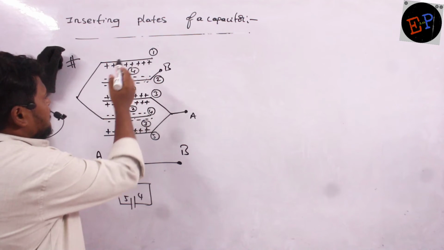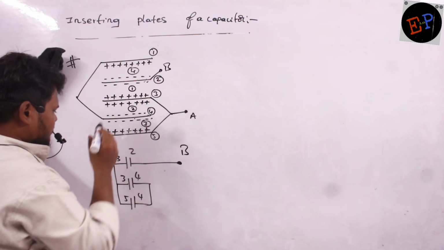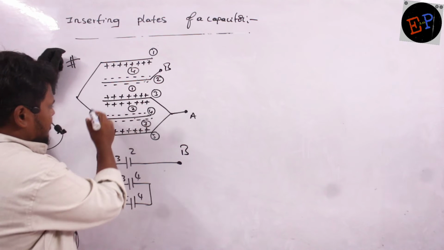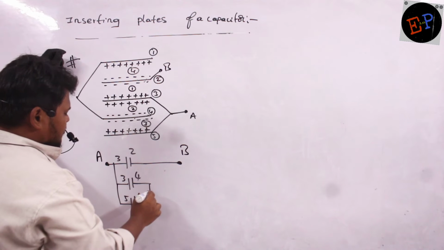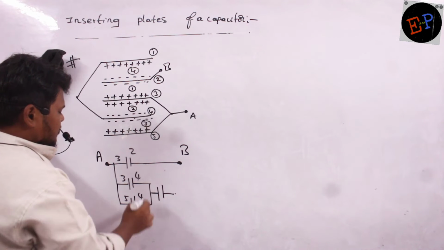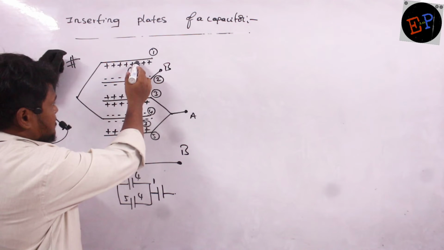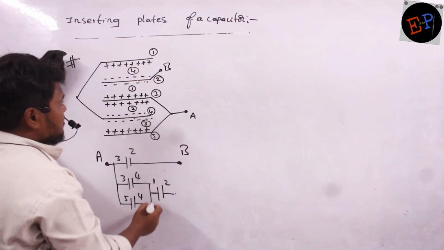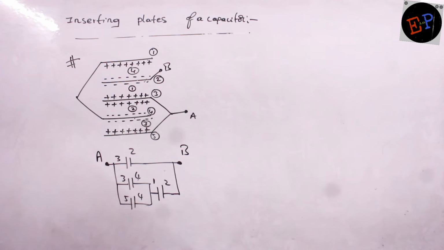Next one, fourth one, this negative plate is connected to positive plate of first plate. And first plate and fourth plate, they are common. So first plate and fourth plate, because they are common, fourth plate is connected to first plate, and first plate is forming capacitance with second plate, and second plate is connected to terminal B. That's all. This is my connection.